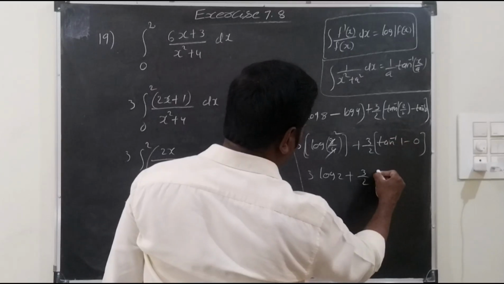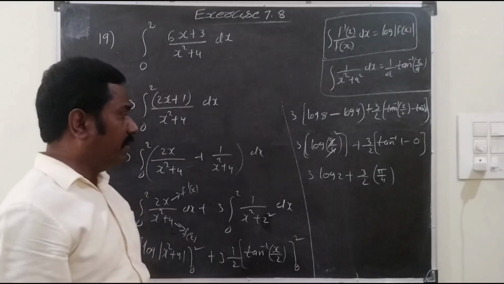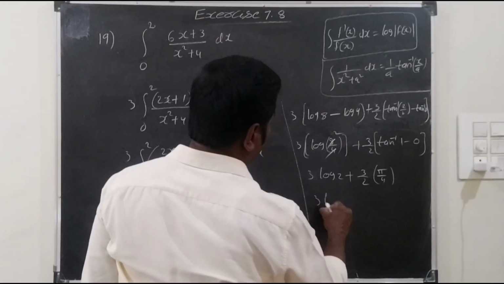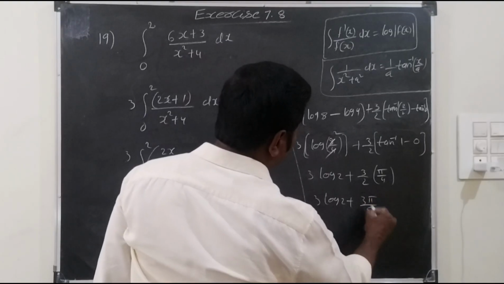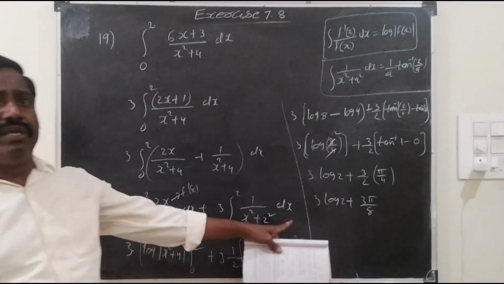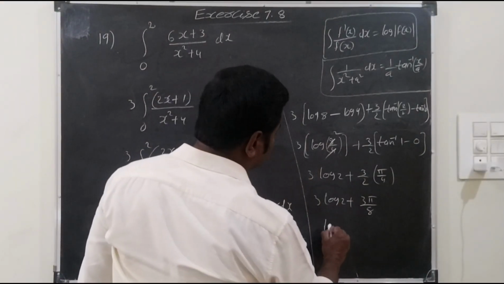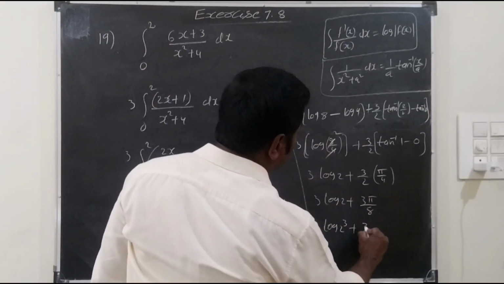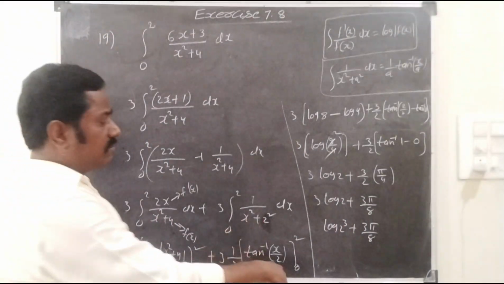Tan inverse 1 value we know, pi by 4. 0 leave it. Tan inverse 1 is pi by 4. That means 3 log 2 plus 3 pi by 8. If we keep 3 log 2 we can leave it. Otherwise, the coefficient 3 we can make as power. That means log 2 cube plus 3 pi by 8. We can leave it, otherwise we can do one more step of simplification.